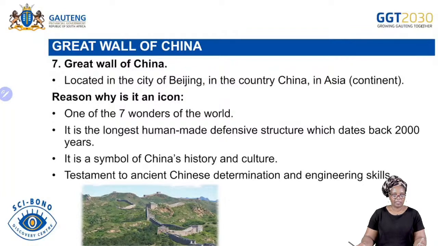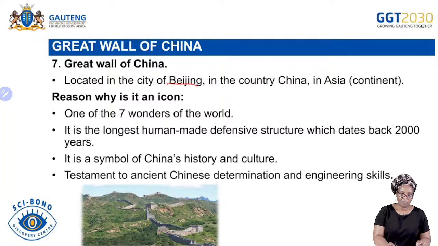I want us to look at number 7, the Great Wall of China. The Great Wall of China is located in the city of Beijing, in the country China, in Asia. Asia is a continent. You go back to the map and look at the continent that we have just discussed. So it is in Beijing, China, Asia. You complete your table. Complete your table, it will be easier for you to study, to revise, and you'll get them right.